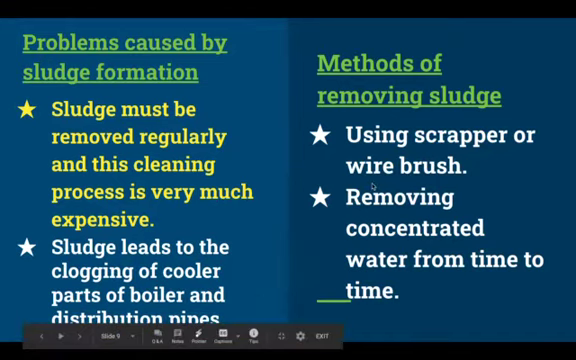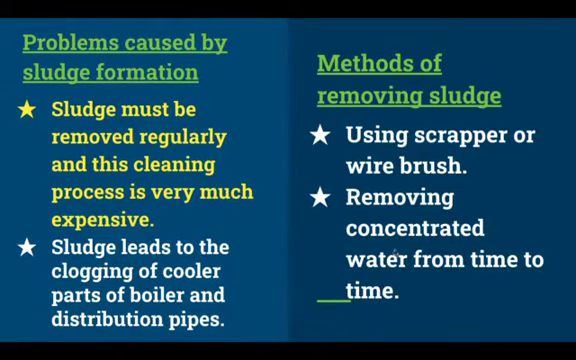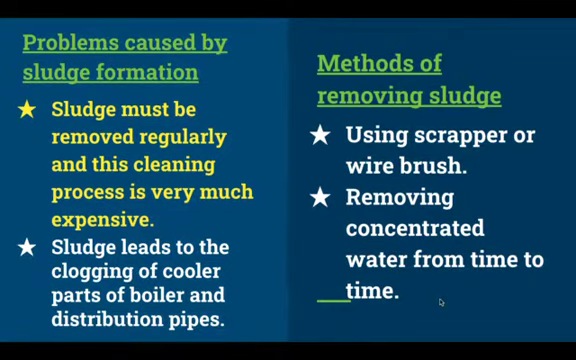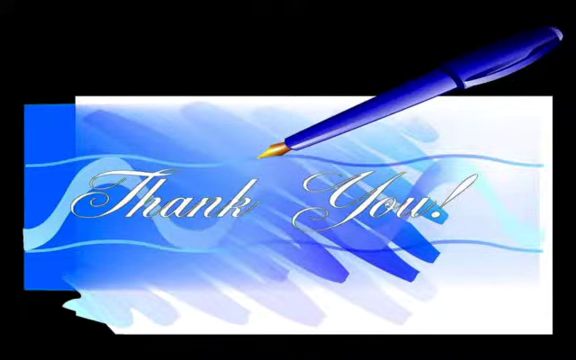And how to remove the sludges? Sludge can be removed either using a scraper or wire brush, or by removing the concentrated water from time to time. That is, the concentrated water that is present in the boiler can be removed from a tap at the bottom of the boiler from time to time, so that the sludge that is formed can be removed. So that's all for today's session.